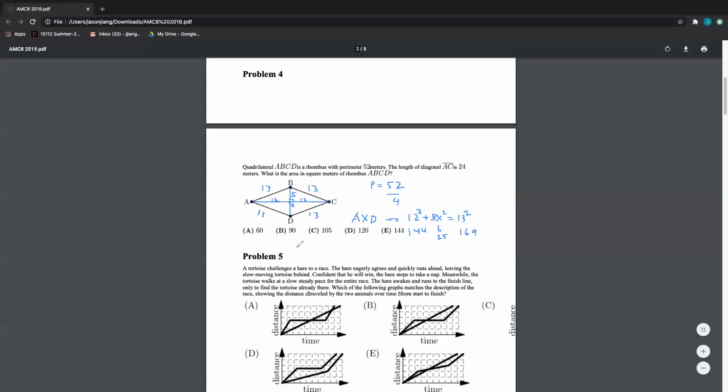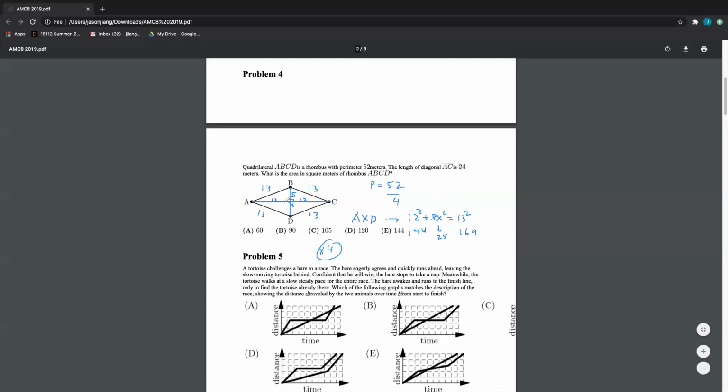But in order to find the area, we need to use this 5 somehow. So we'll try to find the area of one of these triangles and then multiply by 4. So times 4 down here just so we don't forget. And we'll try to find the area here.